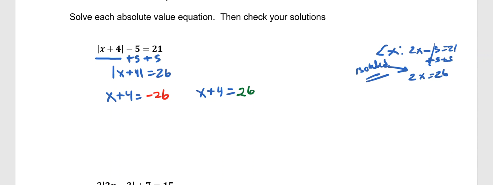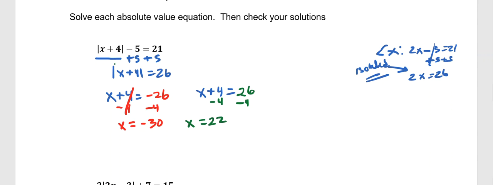So if we solve through on each, in both cases we subtract 4. So let's get this one out of the way. We say x is equal to -30. And then if we subtract 4 on the other equation we've set up, we should see that x is equal to 22. Those would be our two solutions.